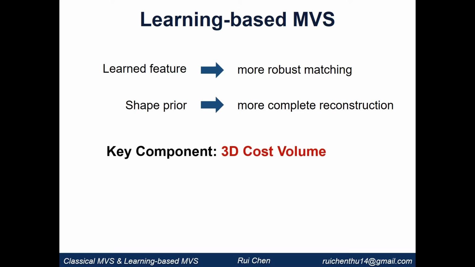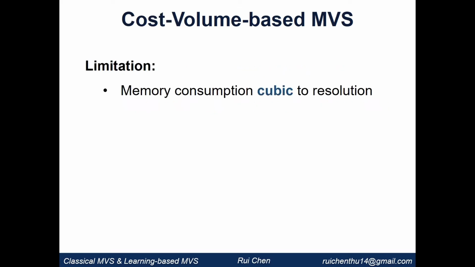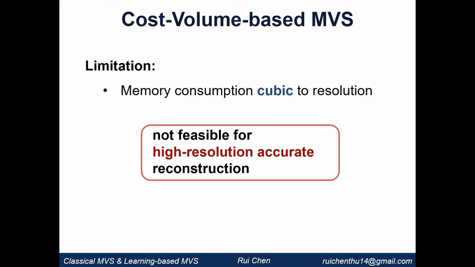One key component of this learning-based MVS method is the 3D cost volume. However, there are some limitations in the current cost volume-based MVS methods. First, the memory consumption of the cost volume is cubic to its resolution. Therefore, this kind of method is not feasible for high-resolution and accurate reconstruction.